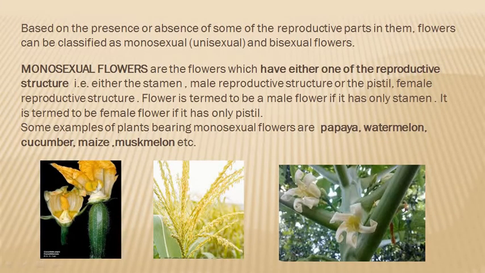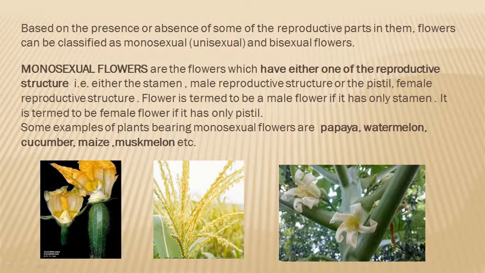Based on the presence or absence of some of the reproductive parts in them, flowers can be classified as monosexual, mono means one, also known as unisexual, and bisexual flowers. You have learned that flowers have one male reproductive part and one female reproductive part. On the basis of their presence in a flower, the flower can be of 2 types: monosexual flower and bisexual flower.